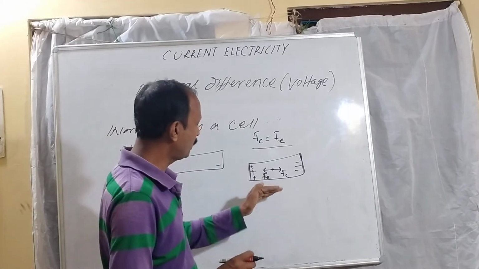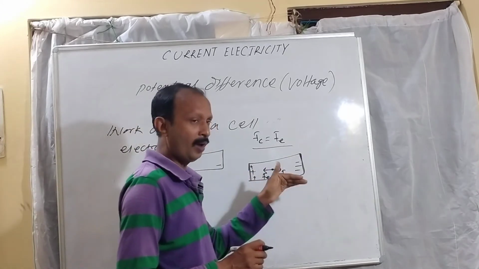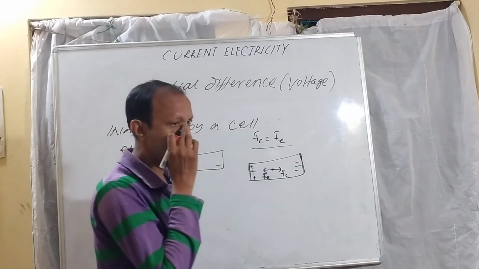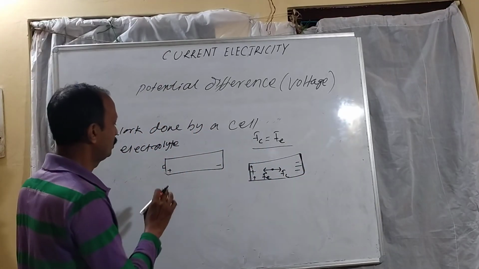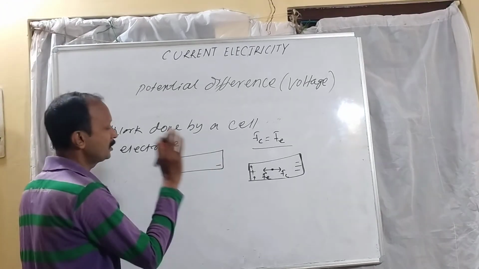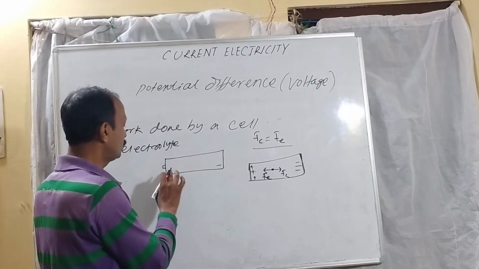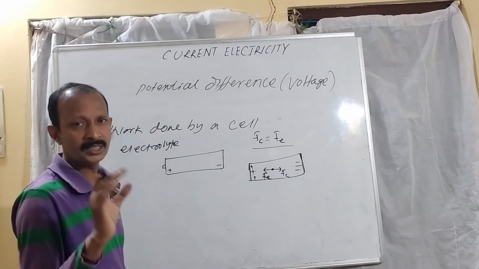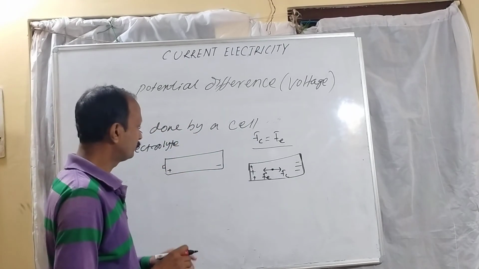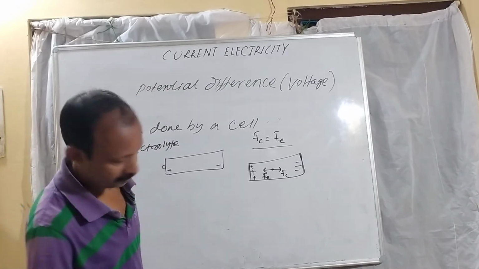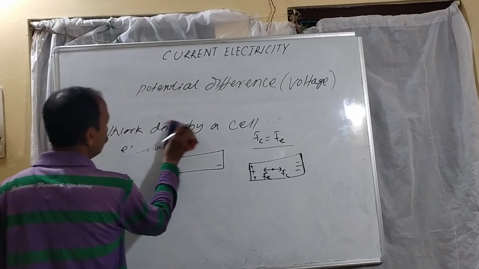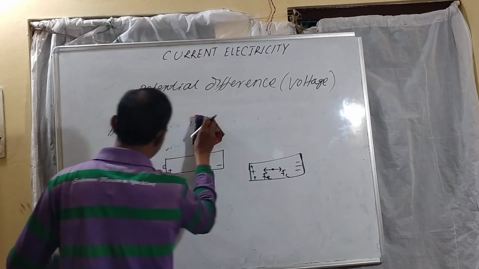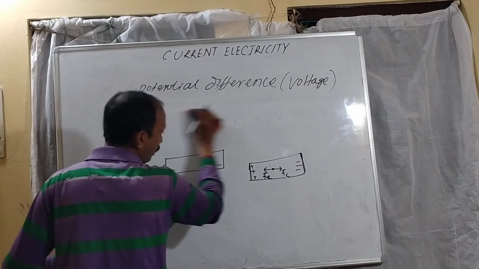Okay. Before that, already in the cell, one side is sufficiently positively charged and one side is sufficiently negatively charged. So this is the positive end, this is the negative end. This is the higher potential, this is the lower potential. Okay. So here the cell, when connected with a circuit, what will happen?